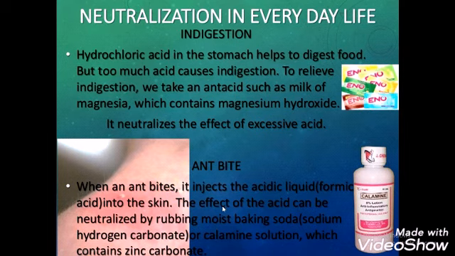The acid can be neutralized by rubbing moist baking soda or sodium hydrogen carbonate, or calamine solution, which contains what? Zinc carbonate. This zinc carbonate is basic. So this base neutralizes the effect of acid, this formic acid.